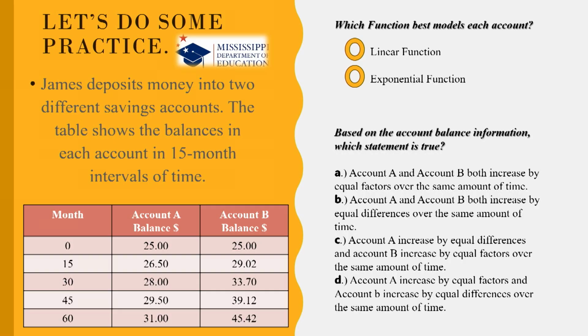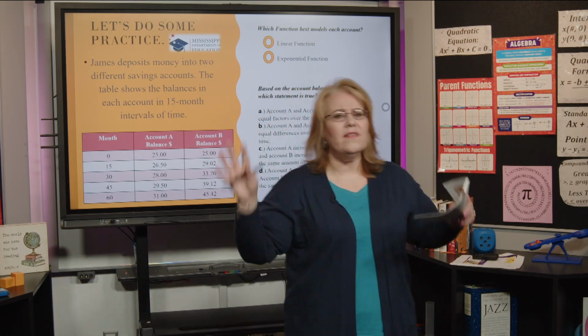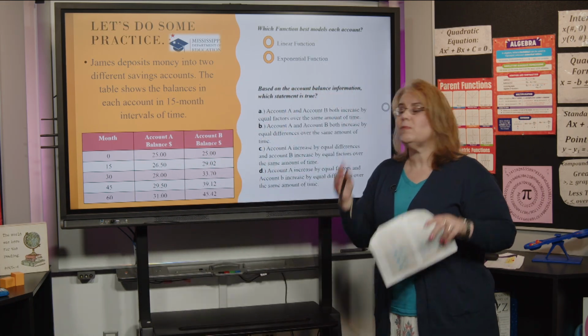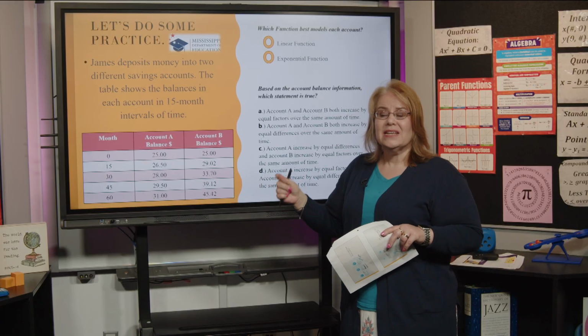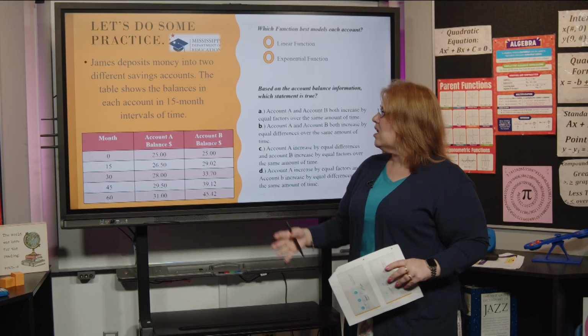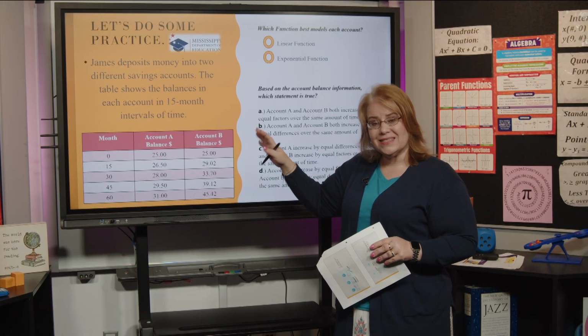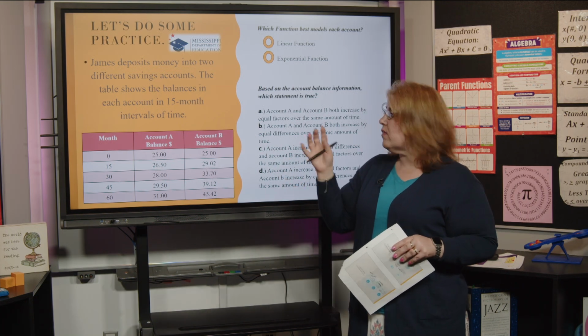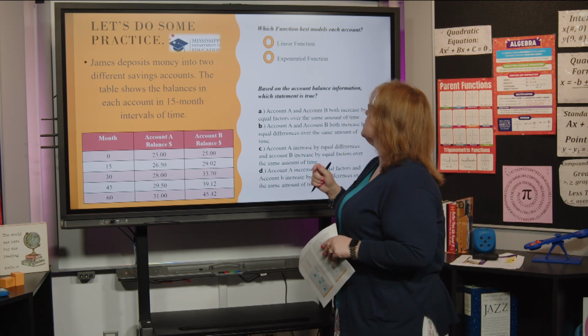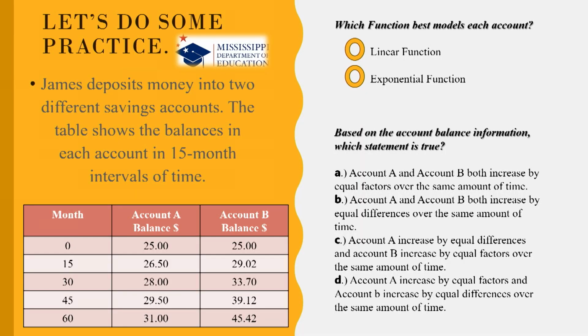Now, Ms. Killen, why did you read all of those different numbers, all of those balances? Because you have to analyze your graph to get all the information you can. Just like we annotate our passages, you have to annotate or analyze those graphs or those tables. All right, so let's look at the questions. Which function best models each account? So which one would we say is linear and which one would we say is exponential?